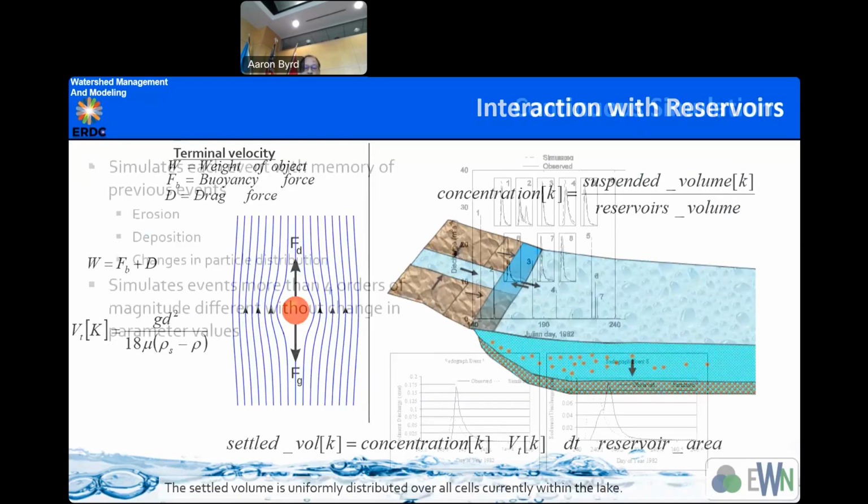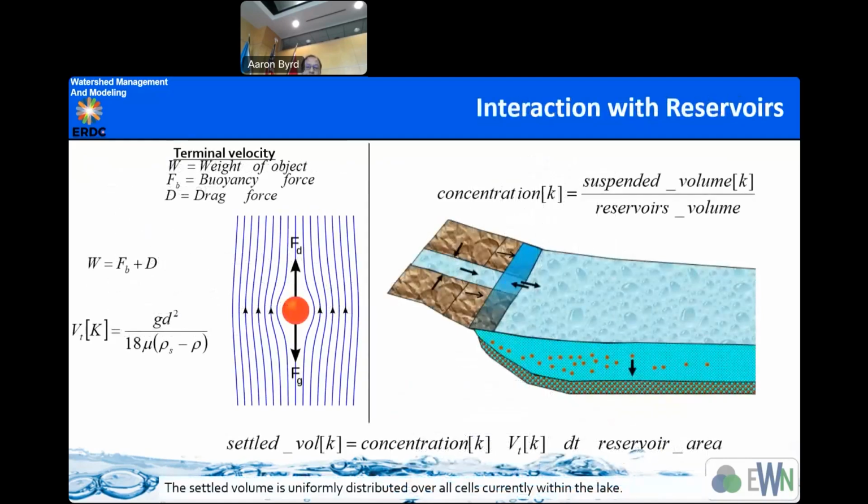For the settlement in the reservoir, all these particles have a fall velocity, which is not the one we defined earlier, and a trap efficiency, not that one either. The fall velocity equations are defined here, which is a balance between the weight of the object, the buoyancy force and the drag force.